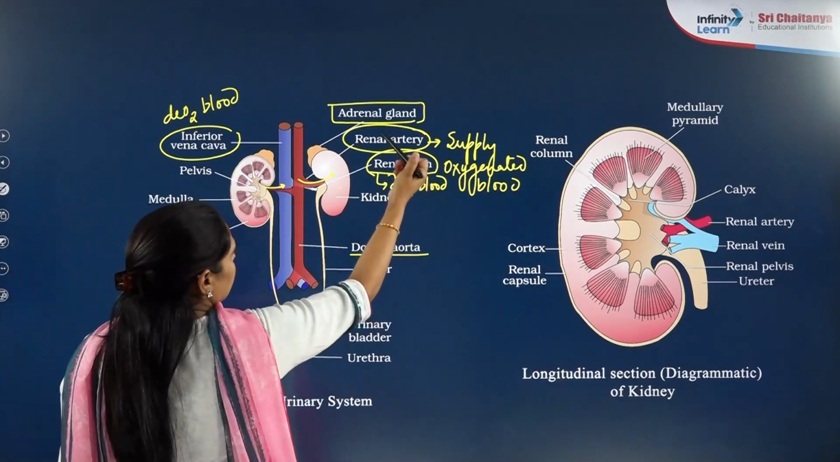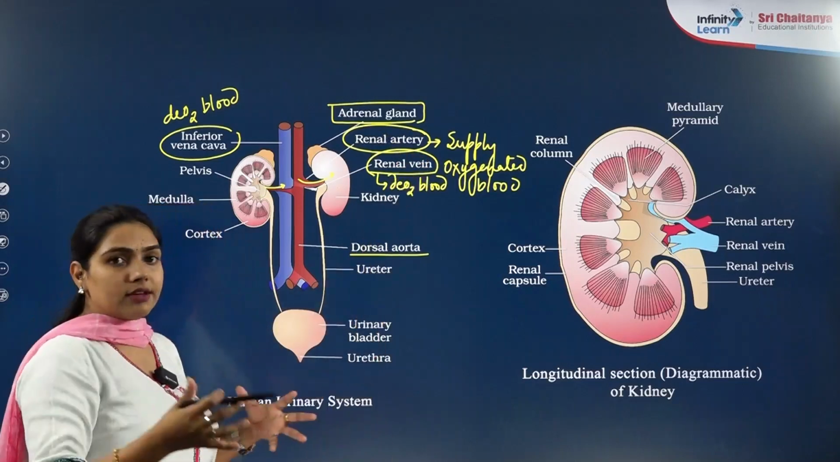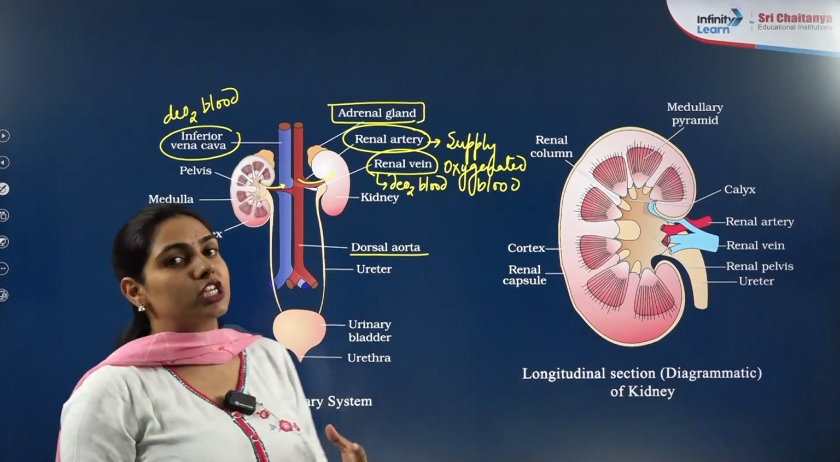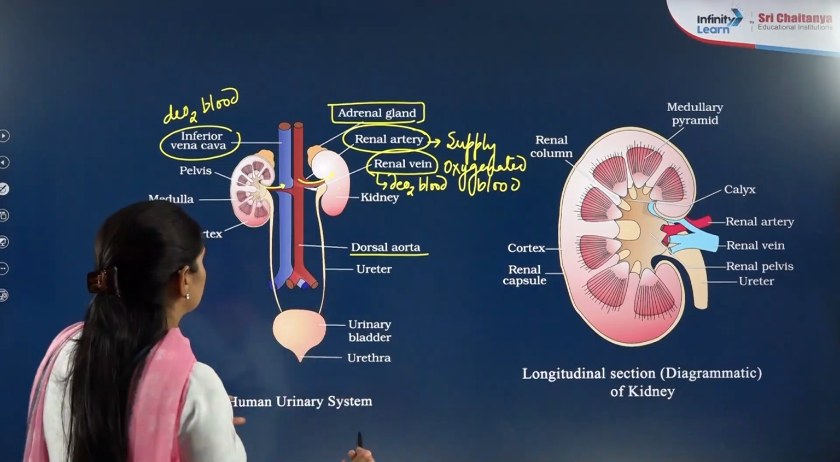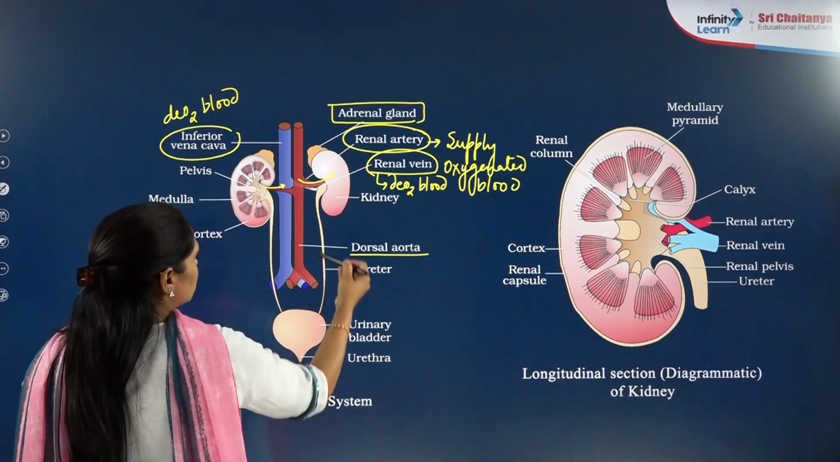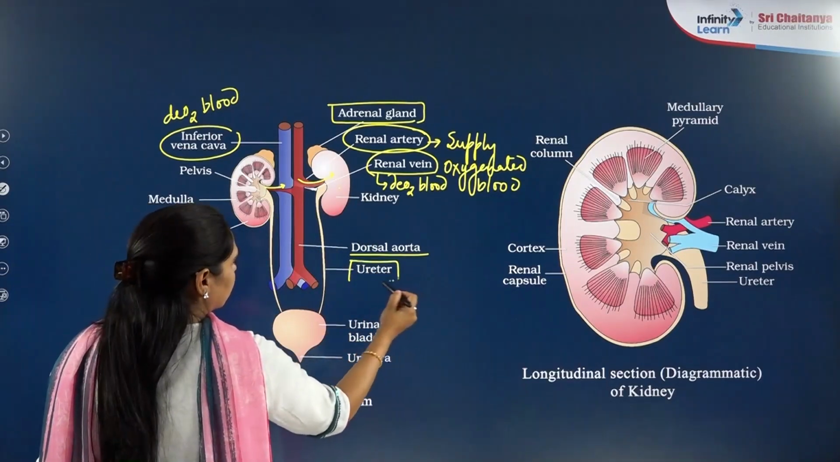Where is the renal vein? Where is the renal artery? It is arising from where? It is taking which type of blood? You have understood. Then from the kidneys, you can see ureters are arising, right?